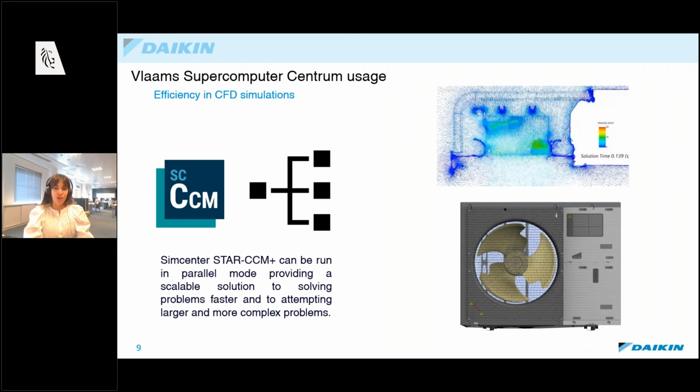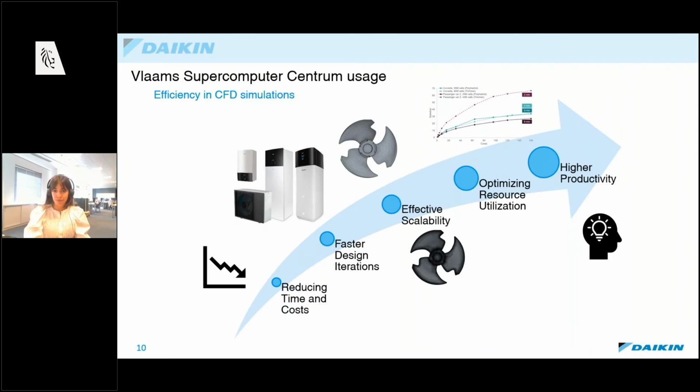As you all are probably already aware, CFD simulations are highly computationally expensive and require parallel computation most of the time to reduce the time to complete and reach a converged solution. SimCenter Star-CCM can be run in parallel mode, providing a scalable solution to solving problems faster and to attempting larger and complex models. Then the use of VSCC becomes essential to run efficiently these types of simulations.